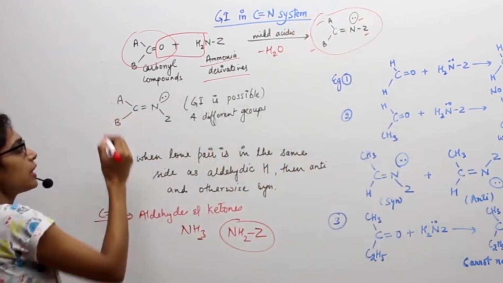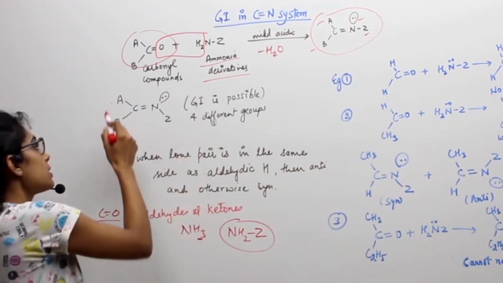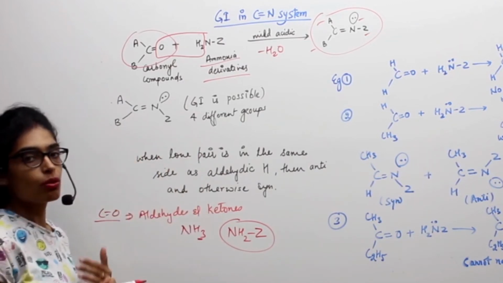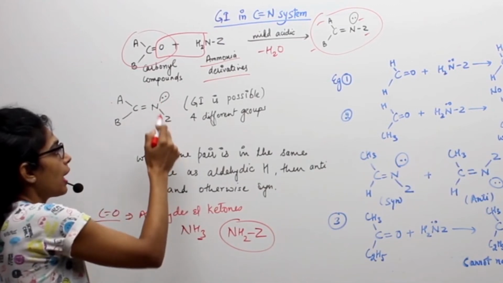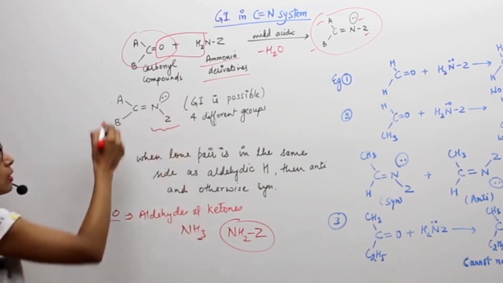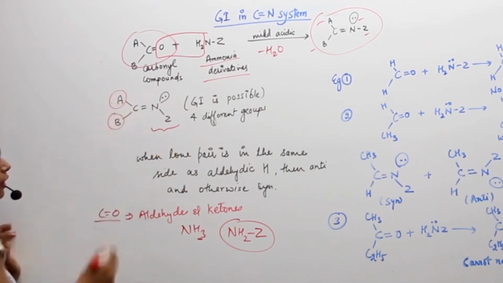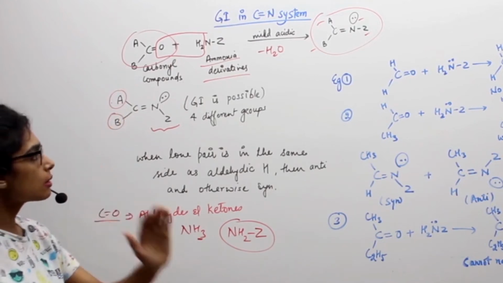If this A and B are different, then GI is quite possible. If this A and B are the same, then GI won't be possible. So GI is with respect to the lone pair and Z on the nitrogen. So GI is possible only if A and B are different. If A and B are not different, then GI will not take place. That's a straight simple rule. Now let's see some examples.